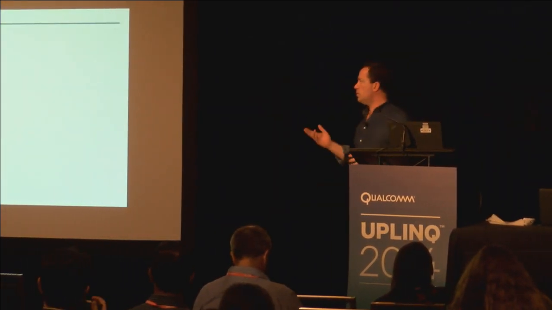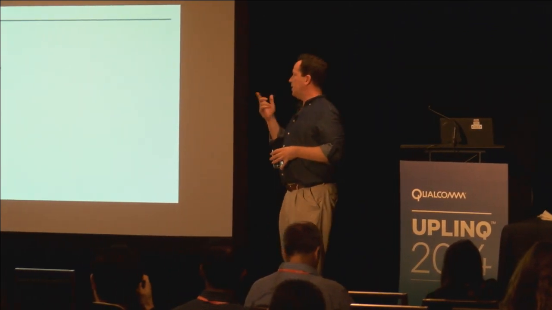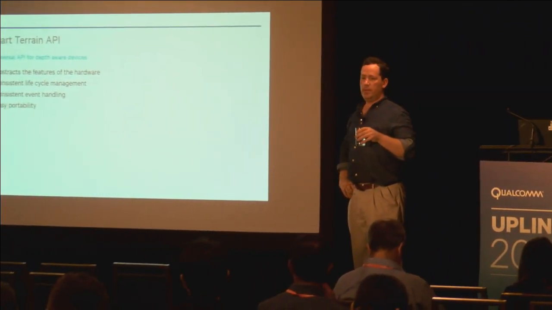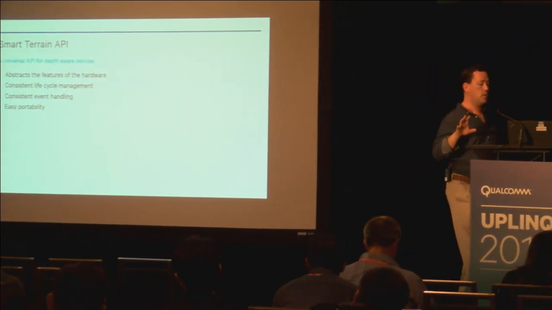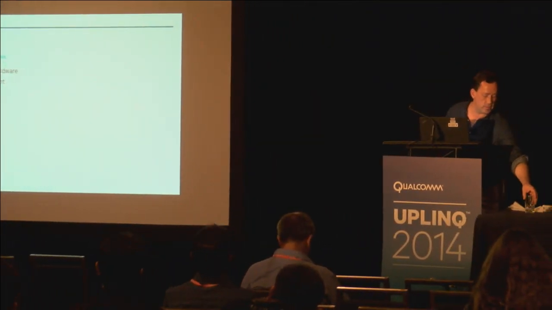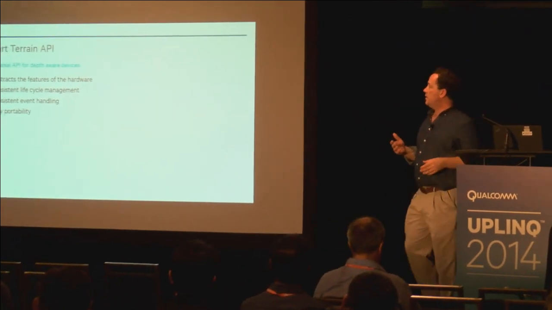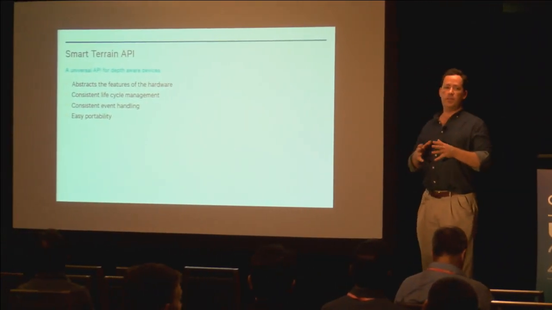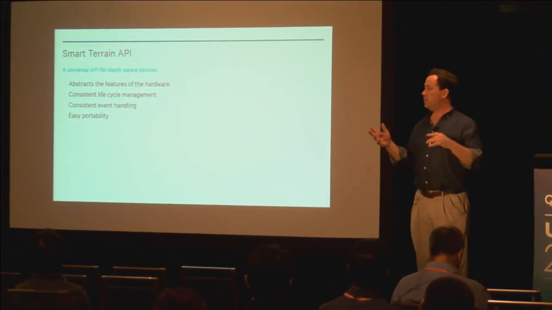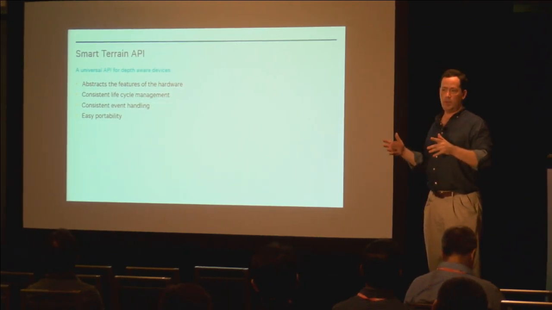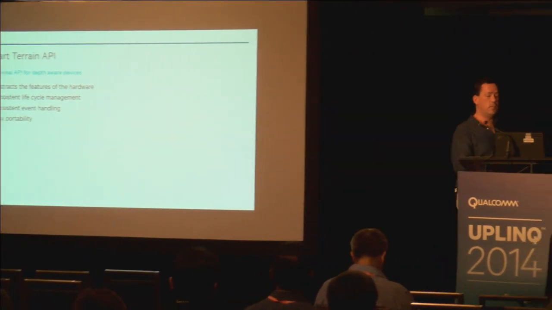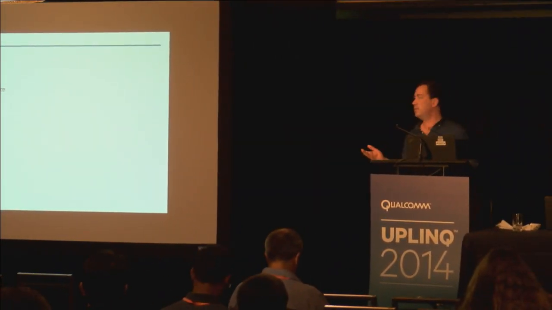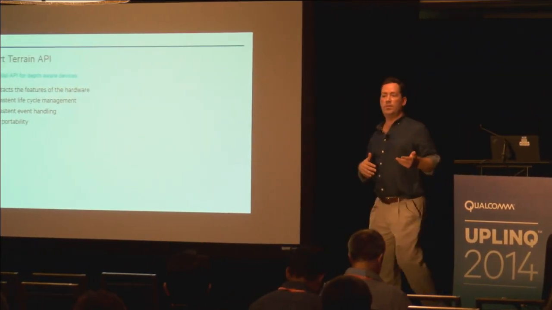So really the role of the smart terrain API here is that it's a universal API for depth-aware devices. As depth sensing hardware becomes available in consumer devices to developers, the API that we implement is going to be consistent across both standard device cameras and any depth sensing hardware. So you'll be able to use the same API call flow, the same life cycle, and the same sorts of callbacks in one context versus another.